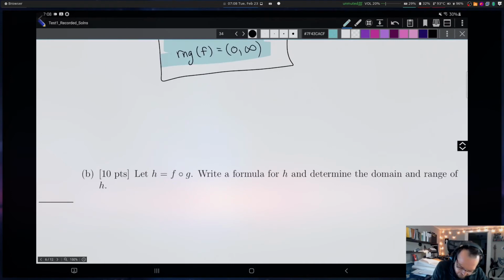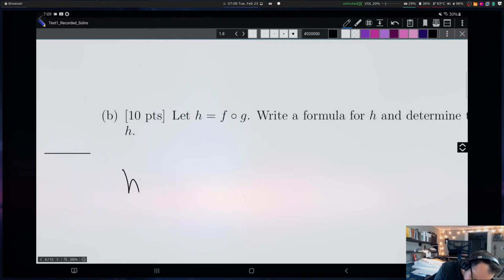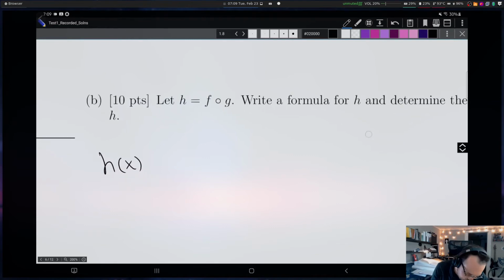Okay, now they want us to compose these functions. So we're given h is equal to f composed g. That's what this notation here is telling us. And we want to write a formula for h. So let's just start with h of x. A formula for h means you should tell me if I give you an x, what is h of x? What is the output of this function in terms of my input? That's what it means to be a formula.